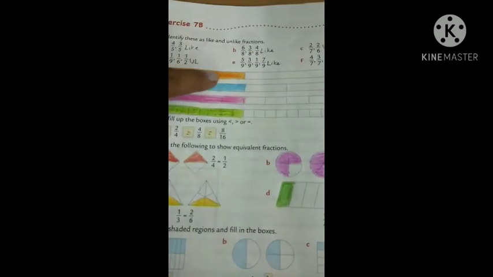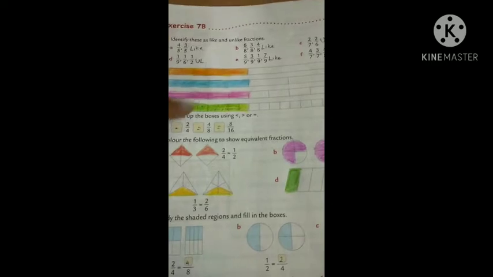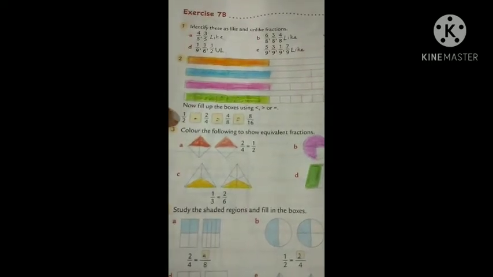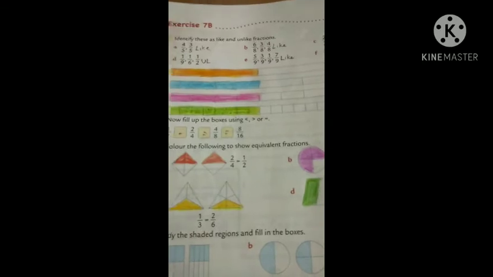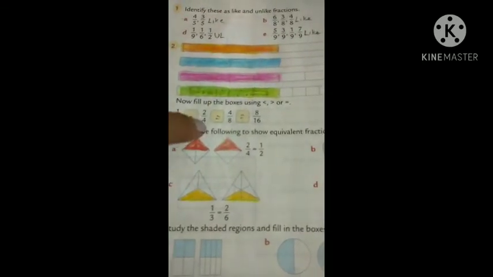Okay, just see students, we have colored all different parts, but then also can you see they all are equal? Yes, they are equal, right? So now 1/2 is equal to 2/4 is equal to 4/8 is equal to 8/16, means they all are equal. This is called equivalent fraction. They are known as equivalent fraction. Equivalent fraction means the fraction is different. See 1/2, 2/4, 4/8, 8/16. The fractions are different but they are equal, so they are equivalent fraction.